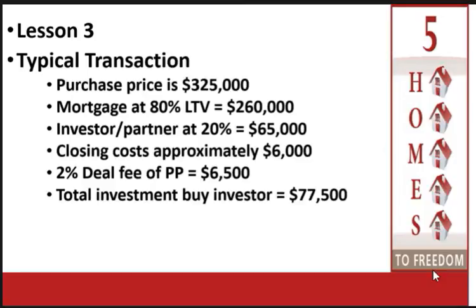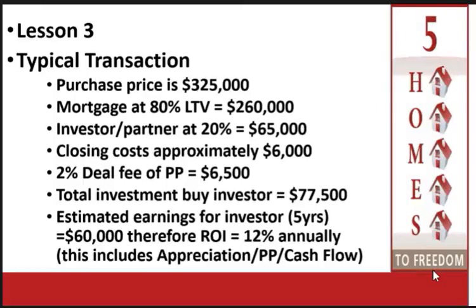That's the cost of you bringing the deal to him and the opportunity to him or her to invest with you as well. So that $6,500 is going to be a lump sum of cash to you. So the investor is now into this project for $77,500, but the earnings are still going to be approximately $60,000. So the return on their investment has dropped down to 12% annually. And it still includes the appreciation, principal pay down, and the cash flow, because you're still structuring the deal moving forward as 50-50, 40-60, whatever it is you negotiated. So it includes all three profit centers.